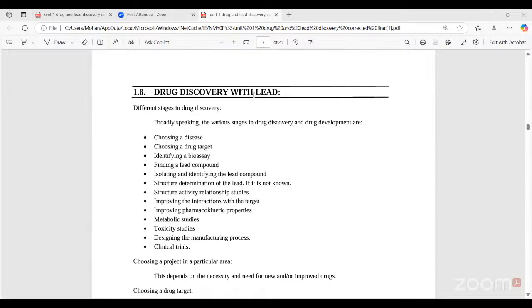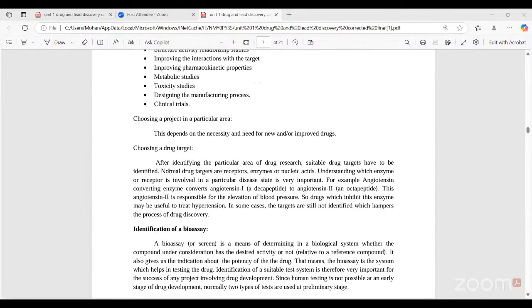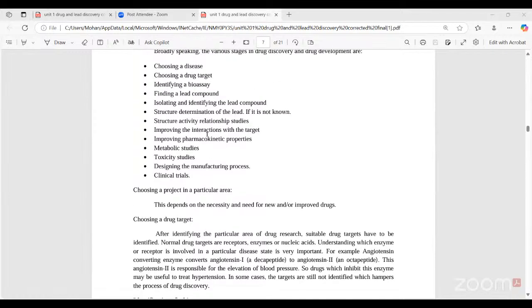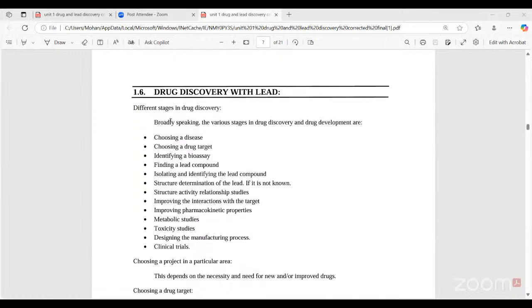Next, drug discovery with a lead. Without a lead means we are not starting from a known material. Drug discovery with a lead means taking a starting material of known structure, and it has some stages. These are the various stages in drug discovery, broadly speaking.